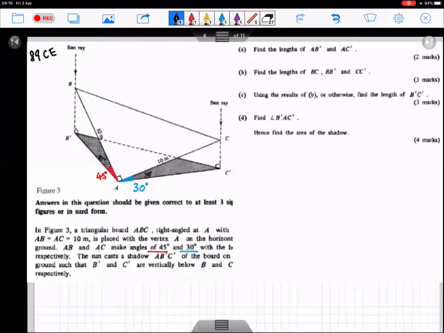In this question 89, there is no identification. You only have to calculate what they ask you to do. So you just do it one by one. First of all, we find the length of AB prime and AC prime.